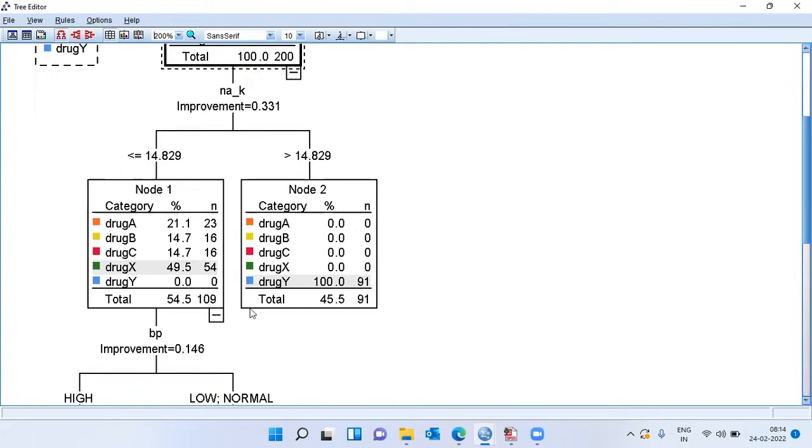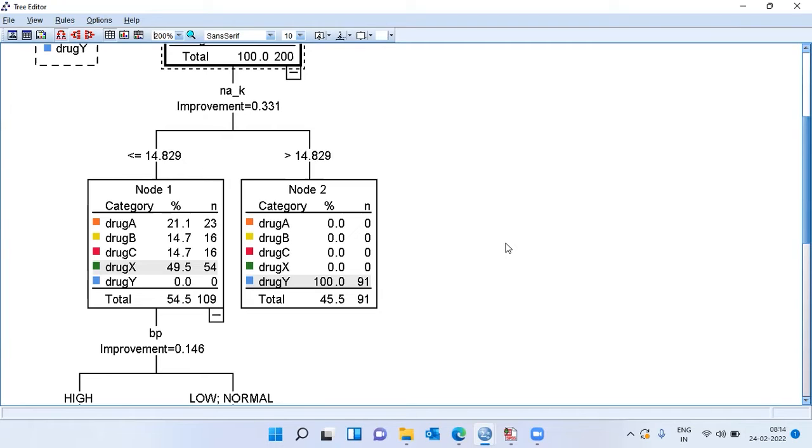So what we see here is a very informative and very powerful node, because whenever the patient's sodium to potassium ratio is greater than 15, they've always responded to one drug, namely drug Y, because you see 100% of the cases fall under drug Y. When it comes to drugs A, B, C, and X, their share is 0%. So in future, when a new patient comes and we look at the ratio of his sodium to potassium concentration in blood, if it happens to be greater than 15, straight away we can go ahead and suggest drug Y.